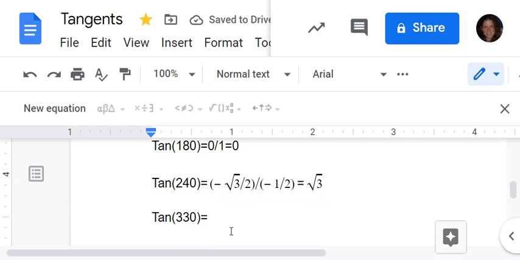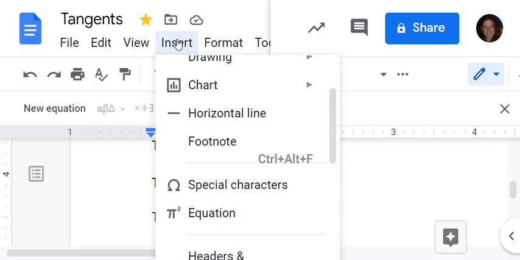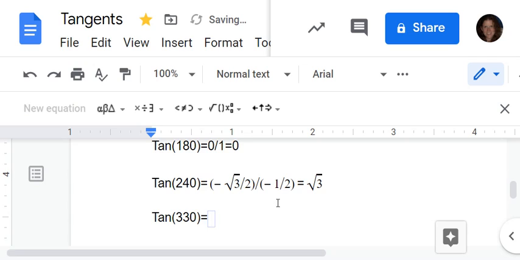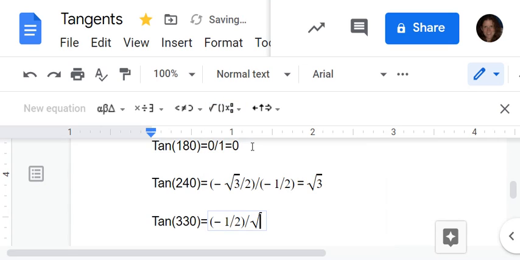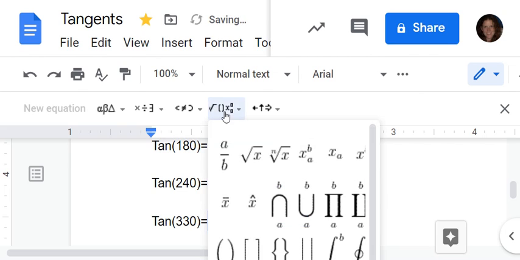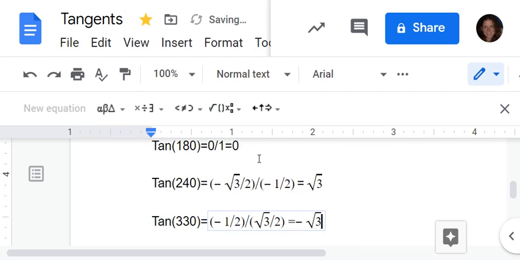And 330, we end up with negative 1/2 divided by square root 3 over 2, which ends up equaling negative square root 3 over 3.